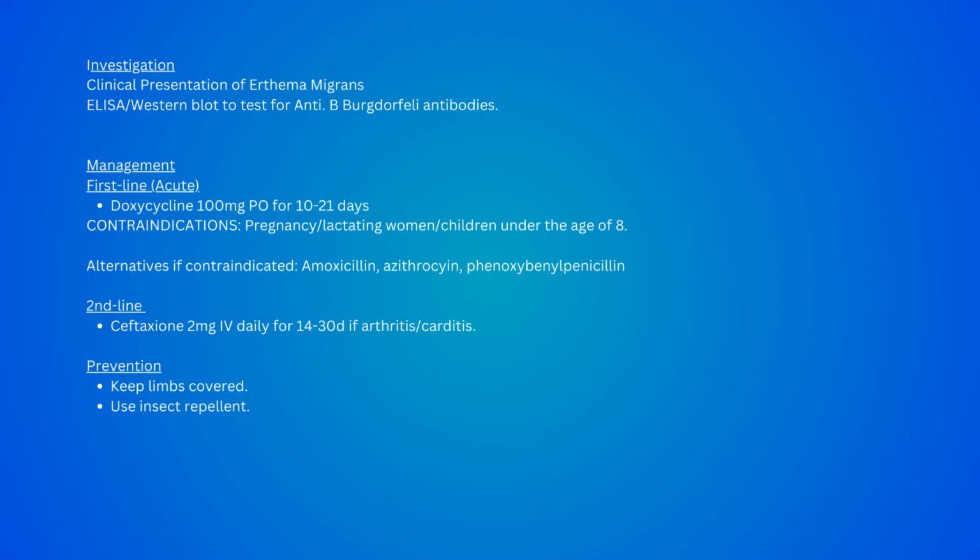Second-line treatment, particularly in cases of arthritis and carditis, would be ceftriaxone, 2 milligrams daily via intravenously. And obviously, conservatively, would want to keep the limbs covered and use insect repellents to prevent further tick bites.